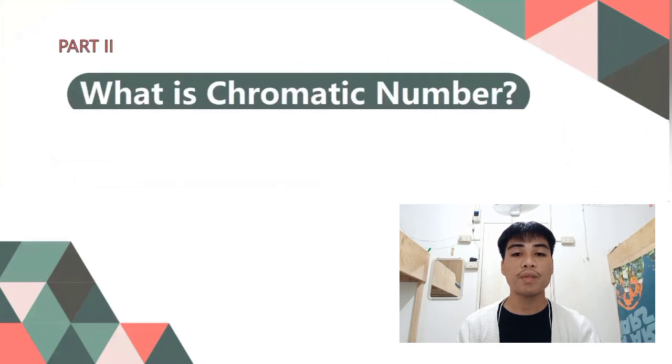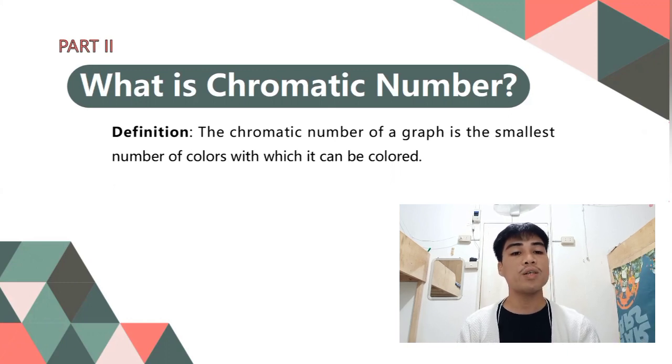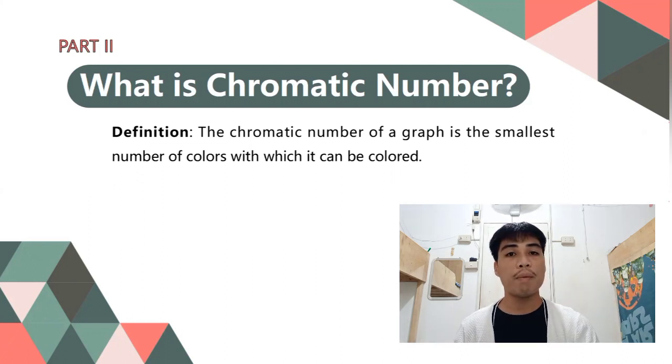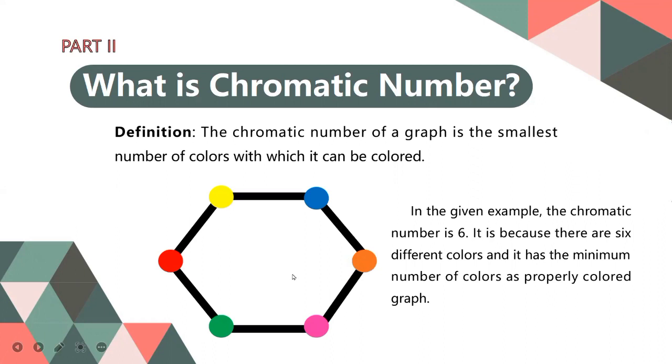For part 2, what is chromatic number? The chromatic number of a graph is the smallest number of colors with which it can be colored. So when we see the chromatic number in a graph, we can say that it is the minimum number of colors given to the vertices. Considering the example earlier, the cycle 6, the chromatic number is 6. It is because there are 6 different colors and it has the minimum number of colors as a properly colored graph.